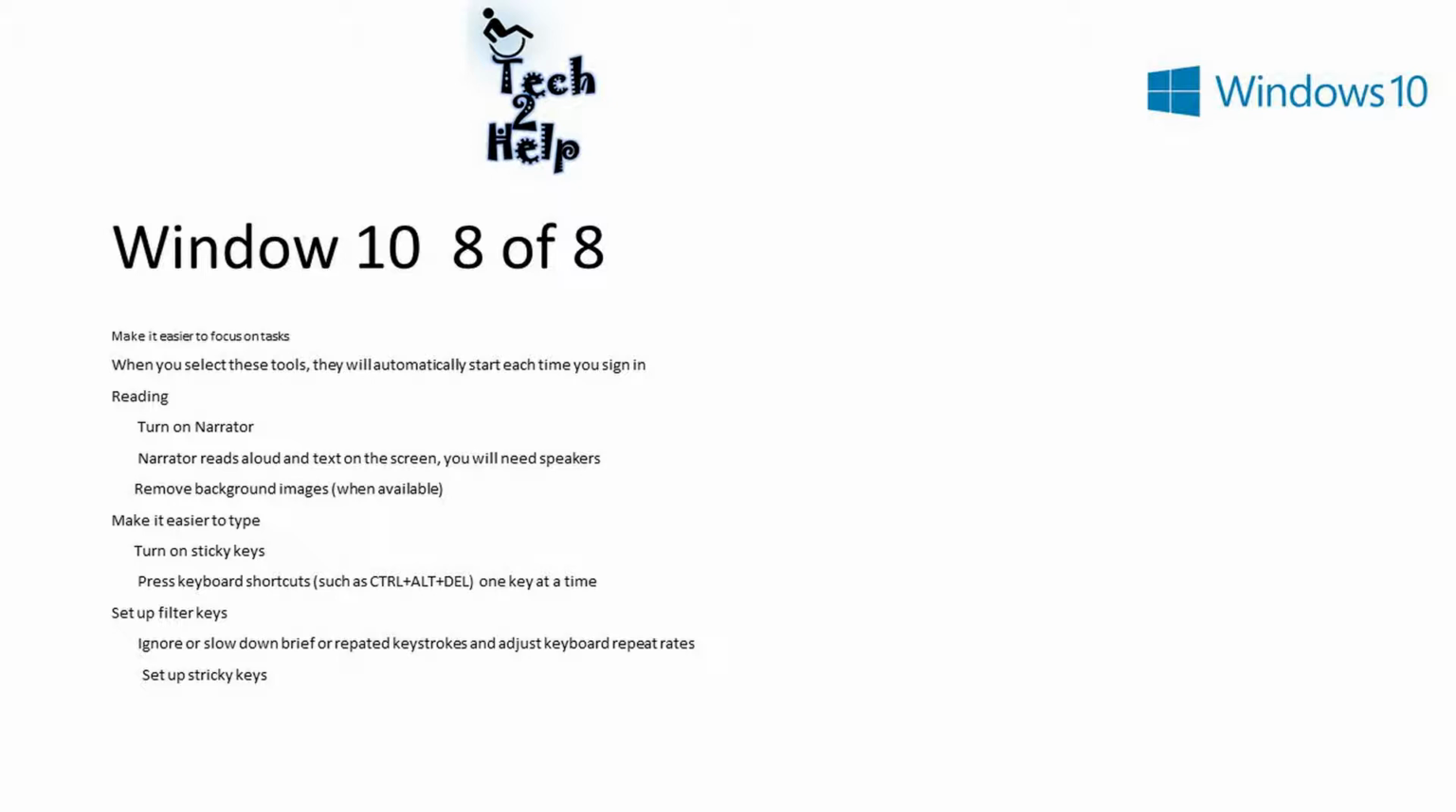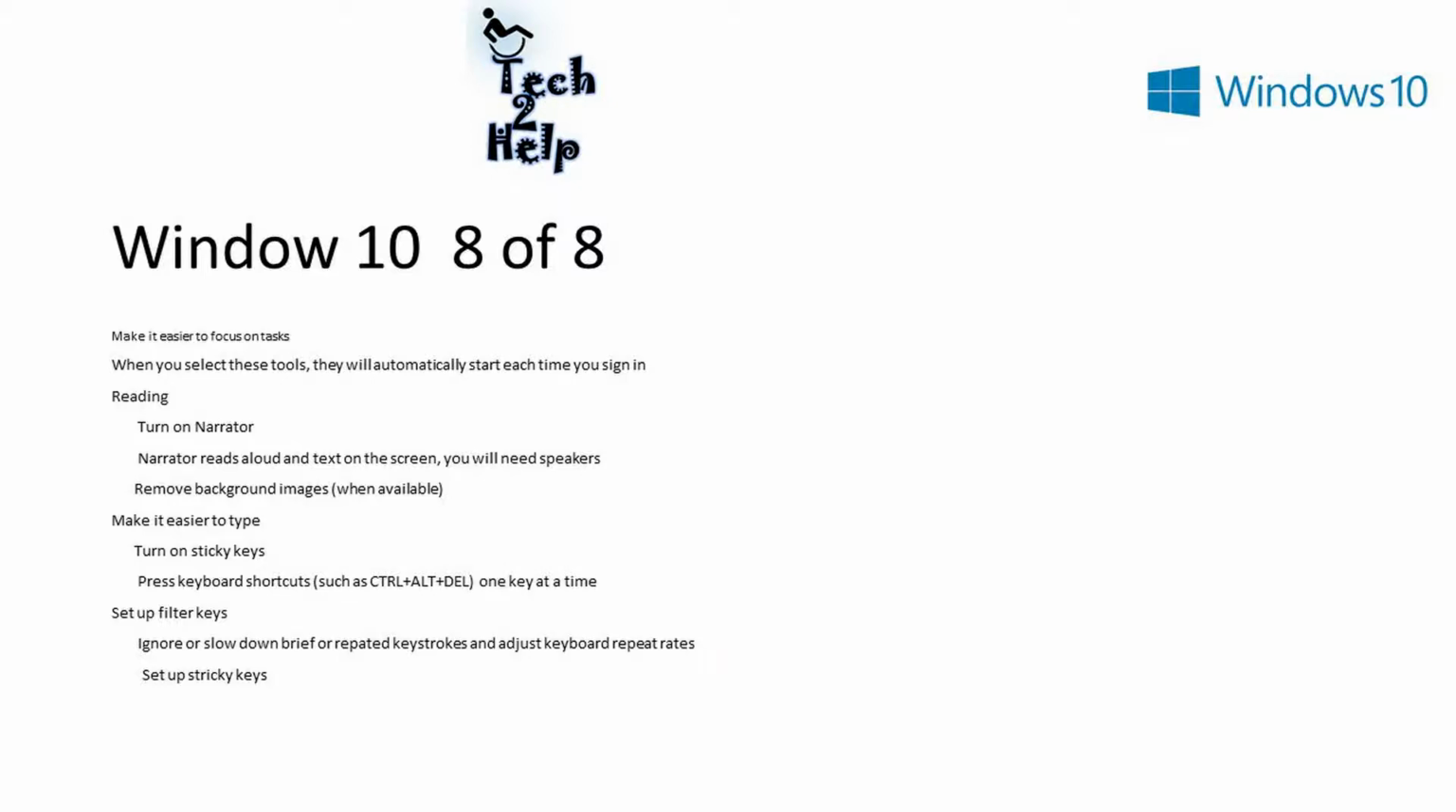Reading. Turn on Narrator. Narrator reads aloud any text on the screen. You will need speakers. Remove background images, when available. Make it easier to type. Turn on Sticky Keys. Press keyboard shortcuts, such as Ctrl plus Alt plus Del, one key at a time. Set up Filter Keys. Ignore or slow down brief or repeated keystrokes and adjust keyboard repeat rates.